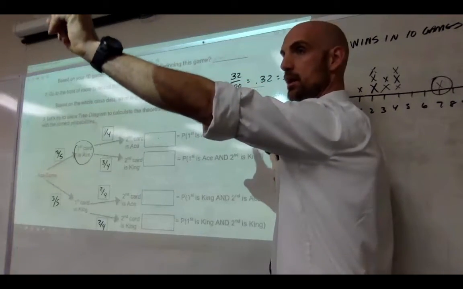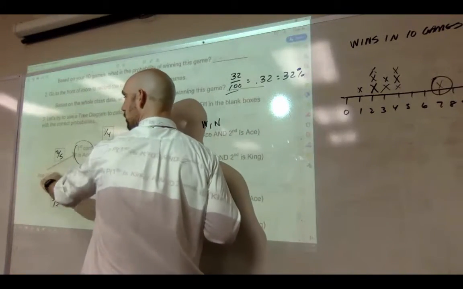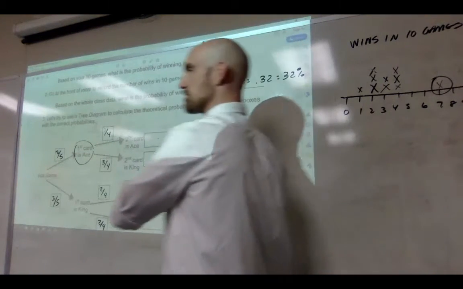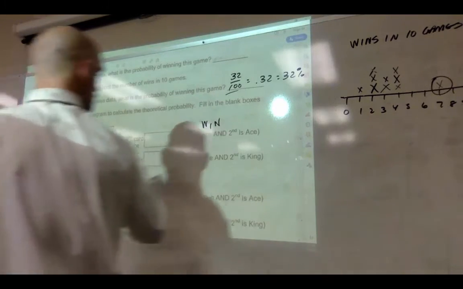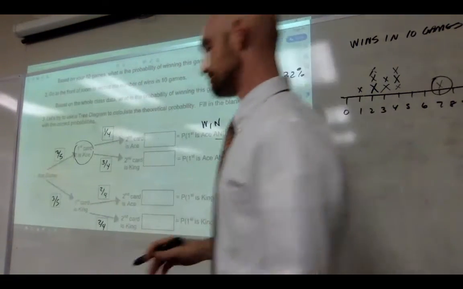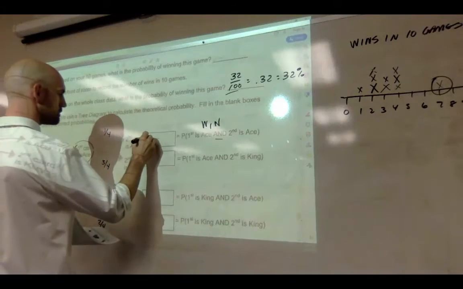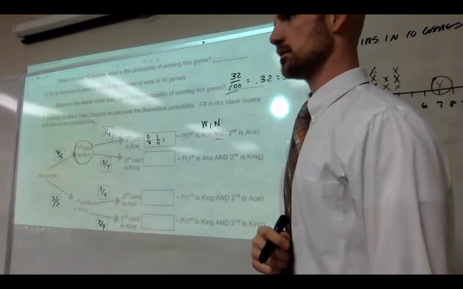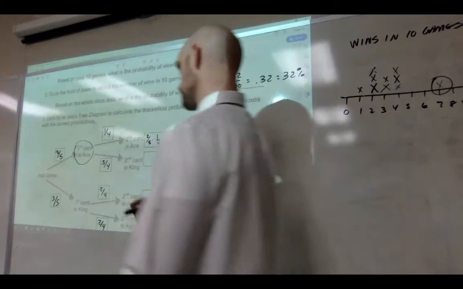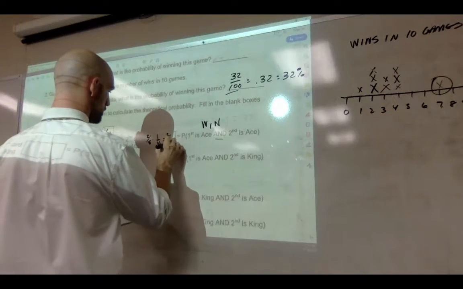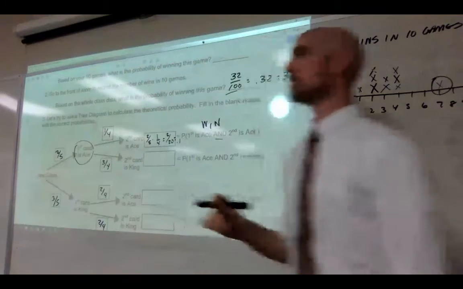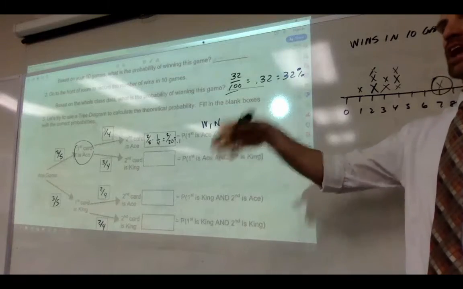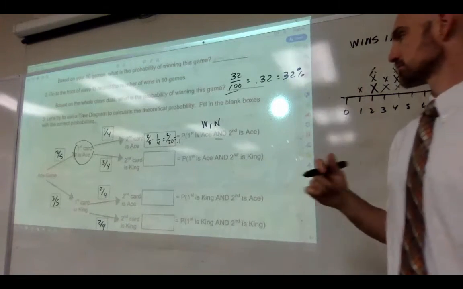This is how it works. Use your finger to trace with me. You ready? We started the game. We got an ace, then we got another ace. So probability that the first card is an ace and the second card is an ace. This, and we're multiplying. 2/5 times 1/4. And means multiply in probability. So this has to happen and this has to happen. And means multiply.